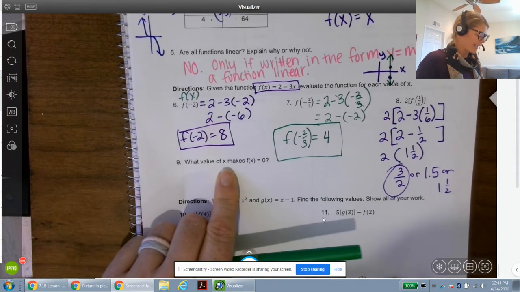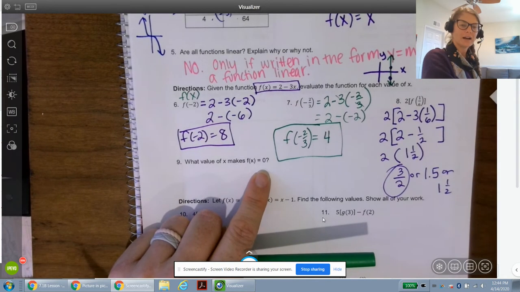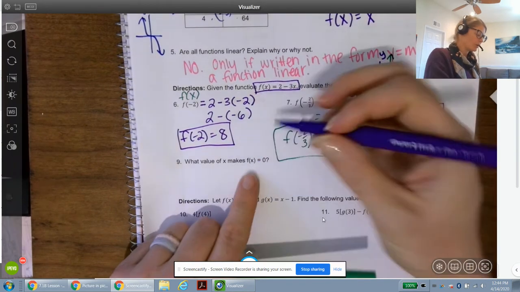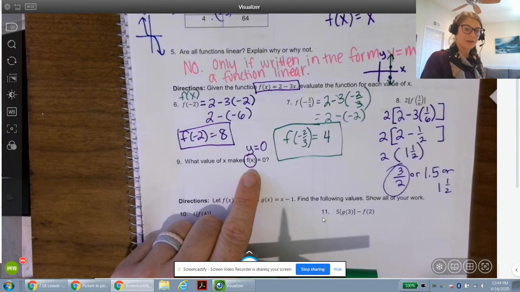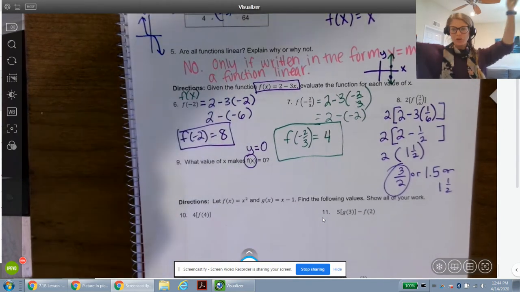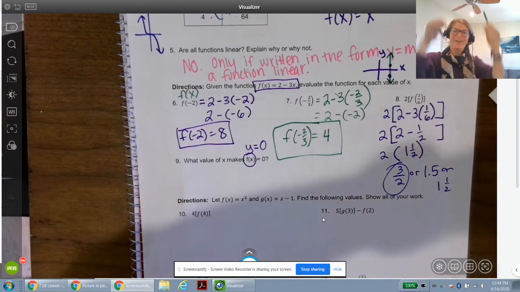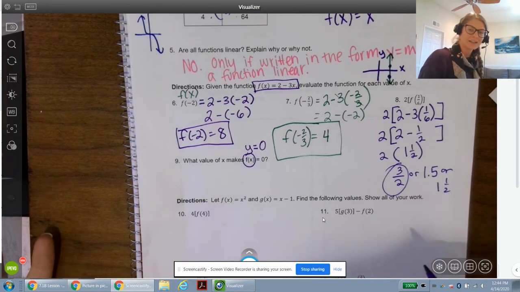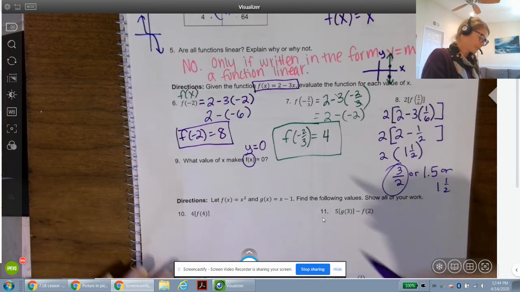So what value of x makes f of x equal to 0? Notice f of x is really y. So when does y equal 0? Does that remind you of something? X-intercept, your y is 0. So we're really just looking for our x-intercept of the graph, because all these are graphable.